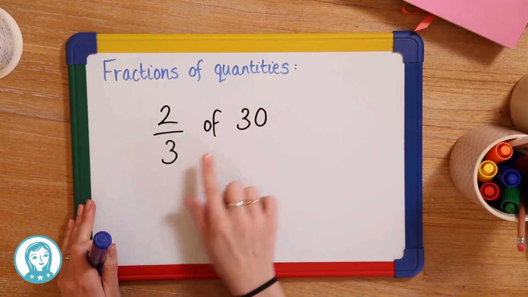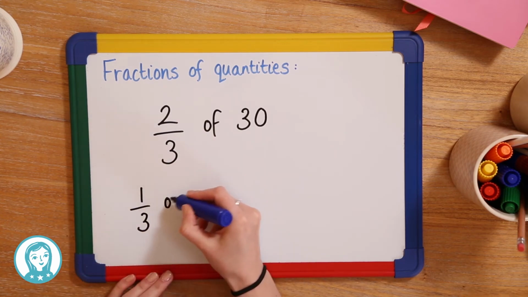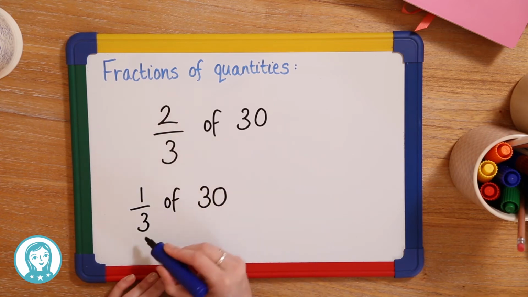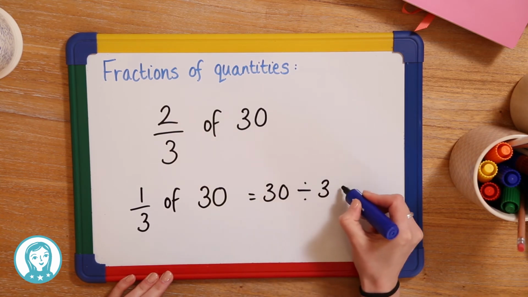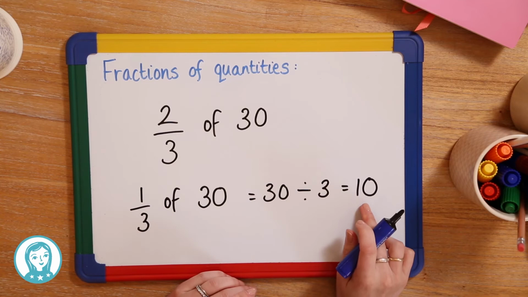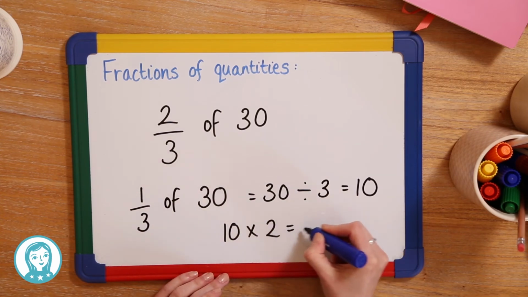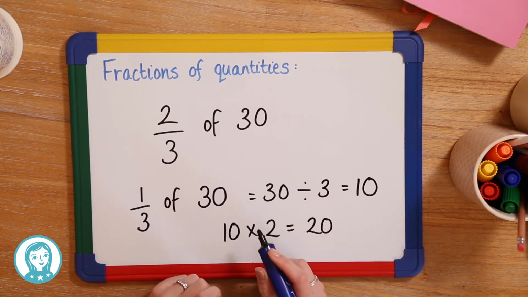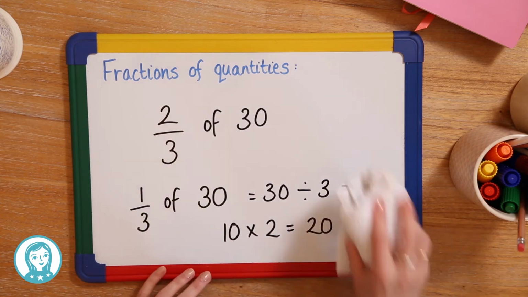So to find 2/3 of 30, we want to find 1/3 of 30 first. And to find 1/3, we're just dividing our number by the denominator, by 3. So 30 divided by 3 equals 10. So we found a third, but we want to find 2/3. So we have to times our number by 2. So 10 times 2 equals 20. So 2/3 of 30 is 20. Let's have a look at another example.